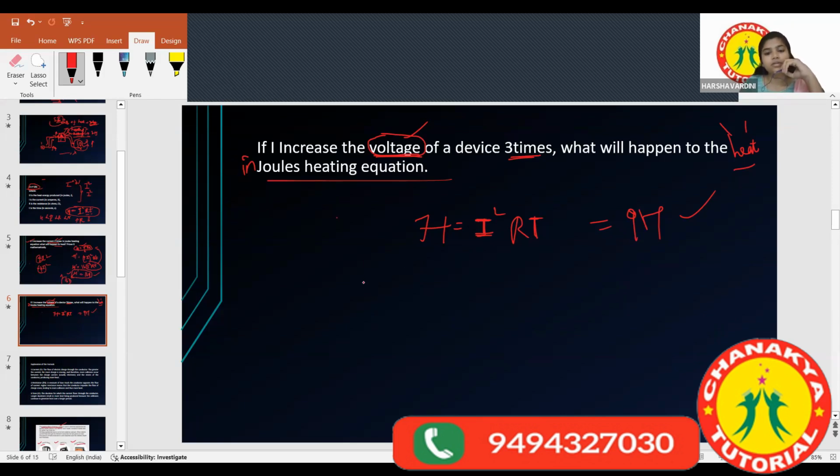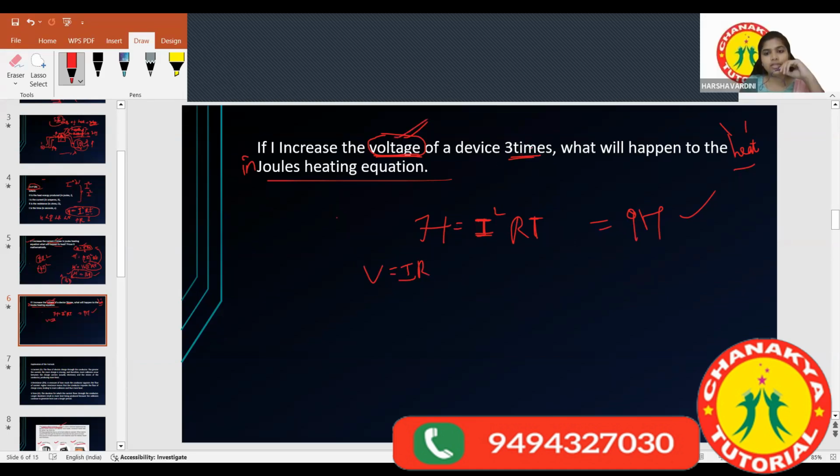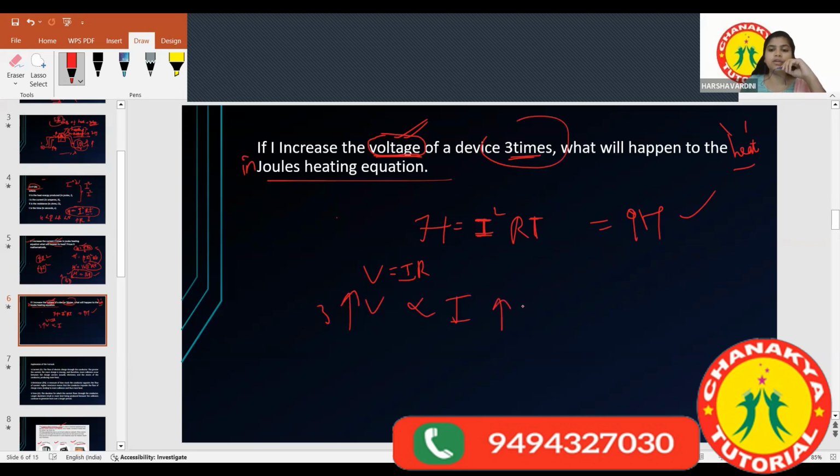Okay. So the reason behind is, Gelda, please listen. I appreciate your honesty, but please listen. So we know that V is equal to IR, right? Yes, ma'am. So I told her voltage I'm increasing 3 times. So we know that V is directly proportional to I. Do you know or not? Yes. So when I increase voltage 3 times, it is understood that current will also increase 3 times, right?